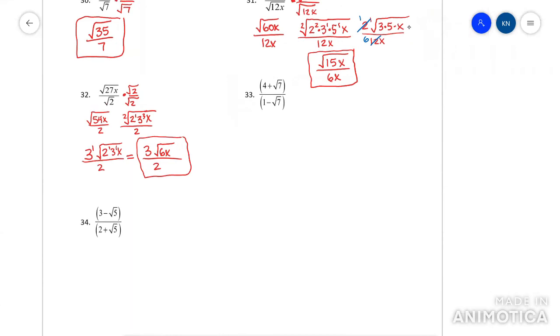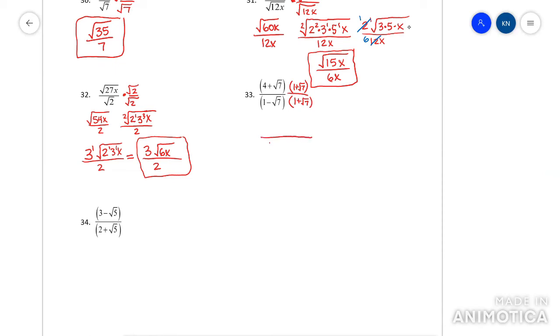Okay, now here's what I meant when I said not always. You can't just times by 1 minus root 7 here. That won't work. What you have to do is you times by 1 plus root 7 over 1 plus root 7. And the reason why is because on bottom, it's going to make a difference of squares. So let's look at the bottom first.